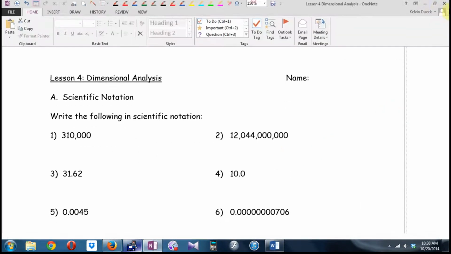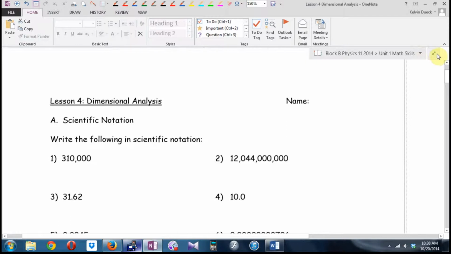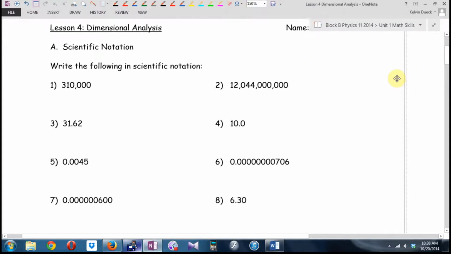Lesson 4, dimensional analysis and scientific notation. Actually, one of the handiest skills that I can give you is unit conversion. Those of you that take chemistry, this will also come in very handy. Those of you that take any kind of architecture course, this will also come in handy. But we start with scientific notation. I wrote, write the following in scientific notation. In theory, this is supposed to be review.